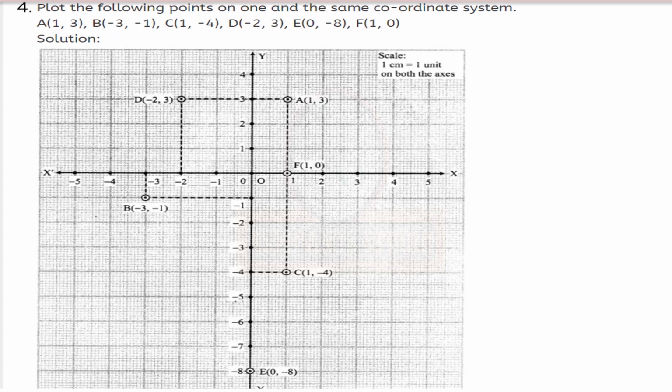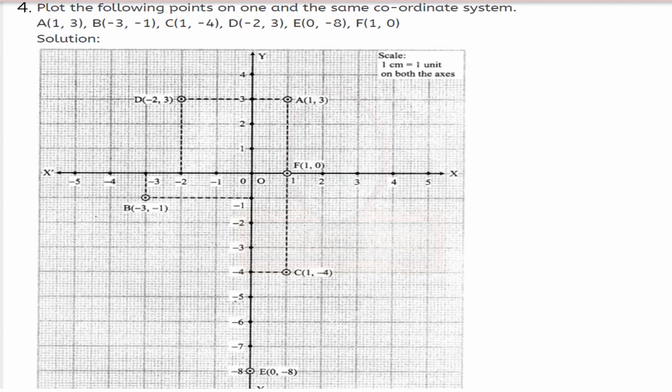Similarly, mark B. For B, x coordinate is -3 and you have to search on the x-axis -3 and y coordinate is -1. So you have to search on the y-axis where -1 is. Meeting place will be B. The point is B. Now, coming to C. On the x-axis you have to search 1, on y-axis you have to search -4 and the meeting place will be that point C.